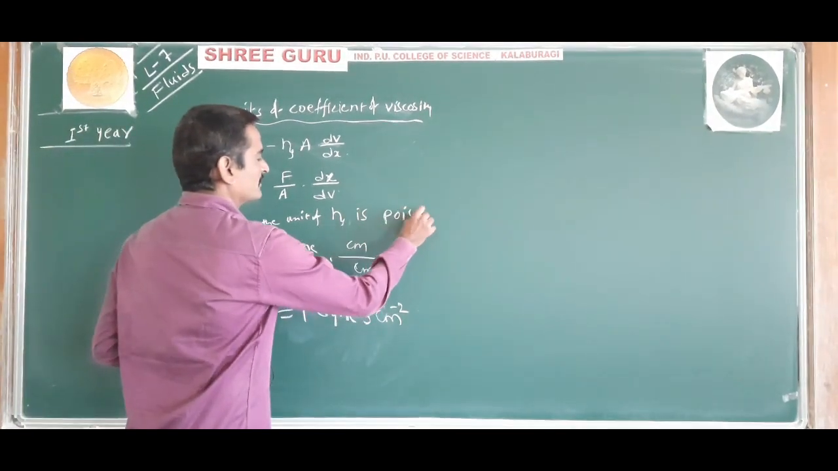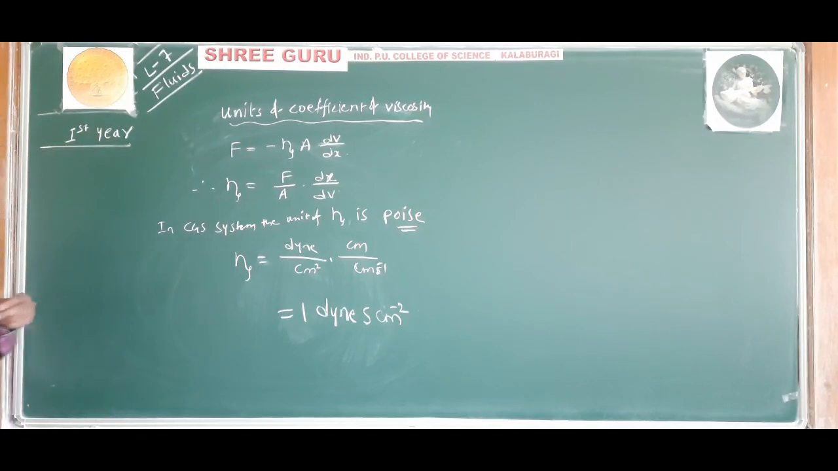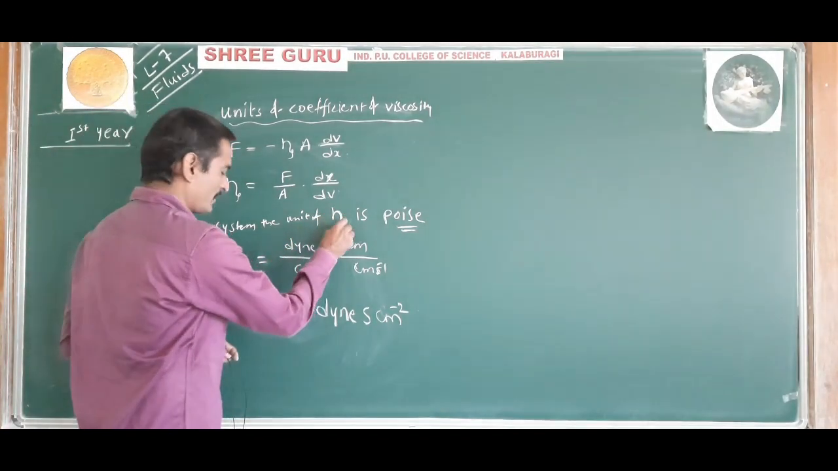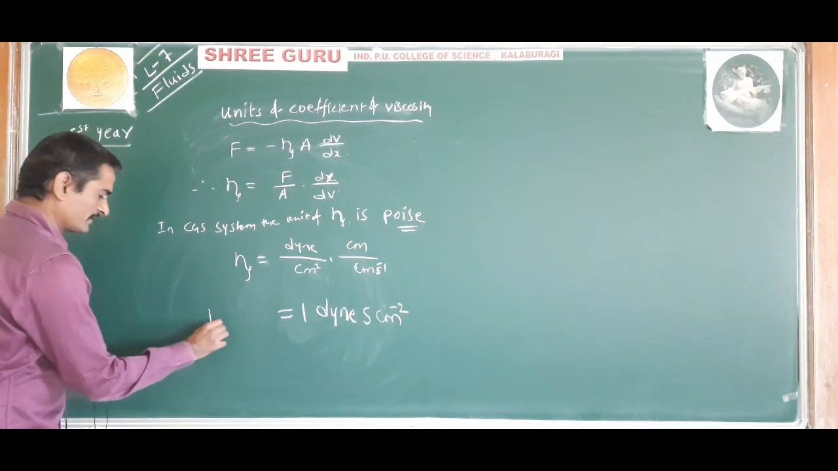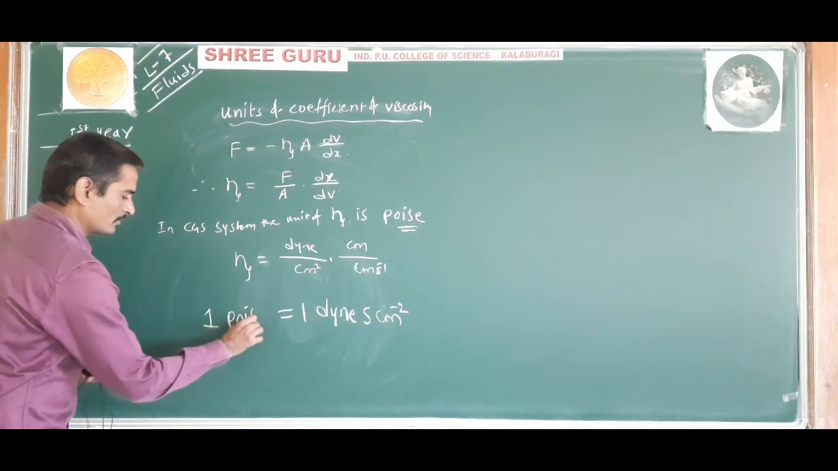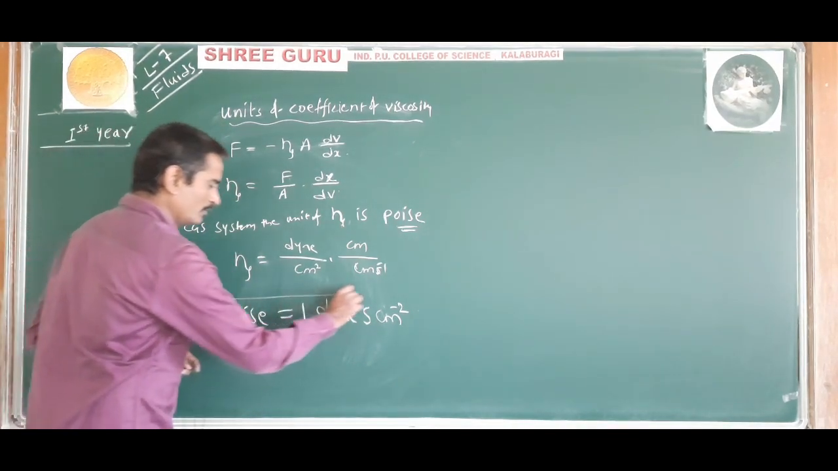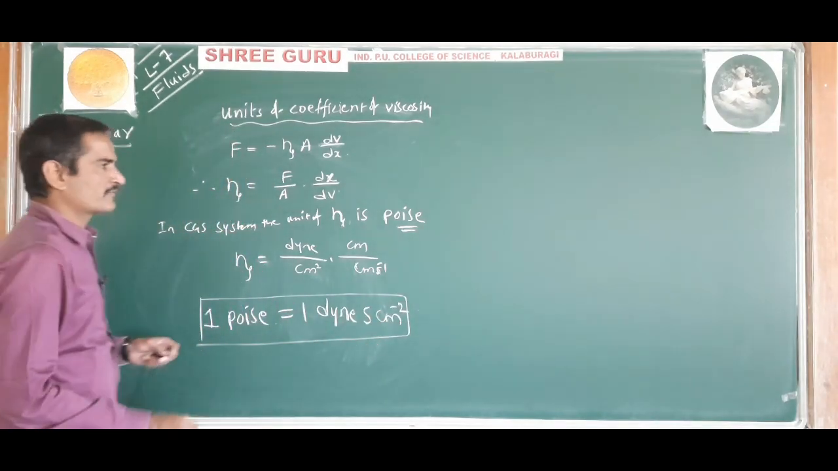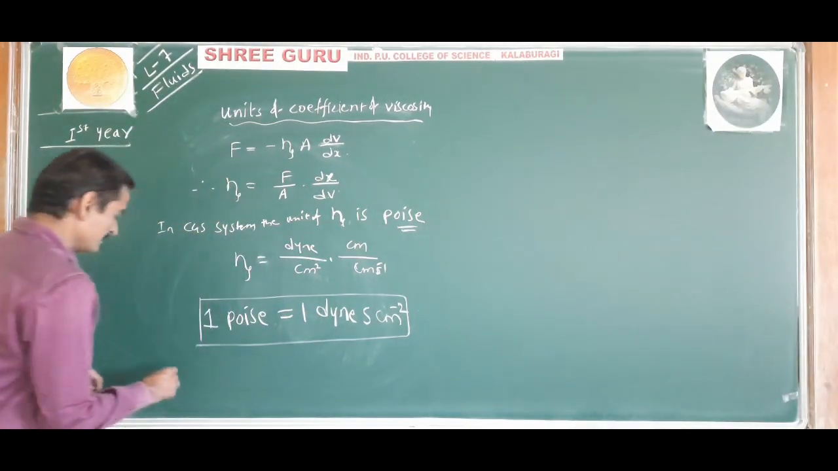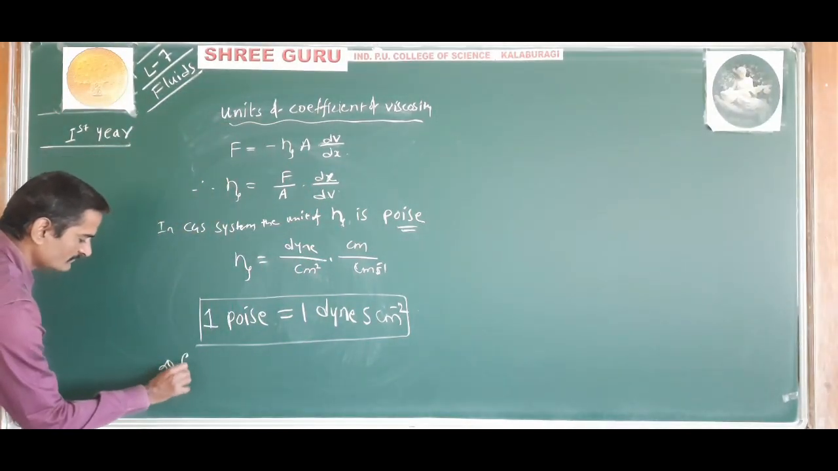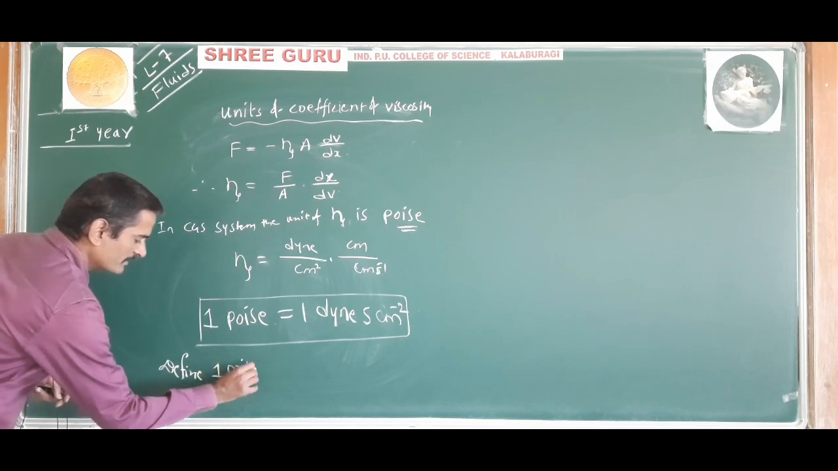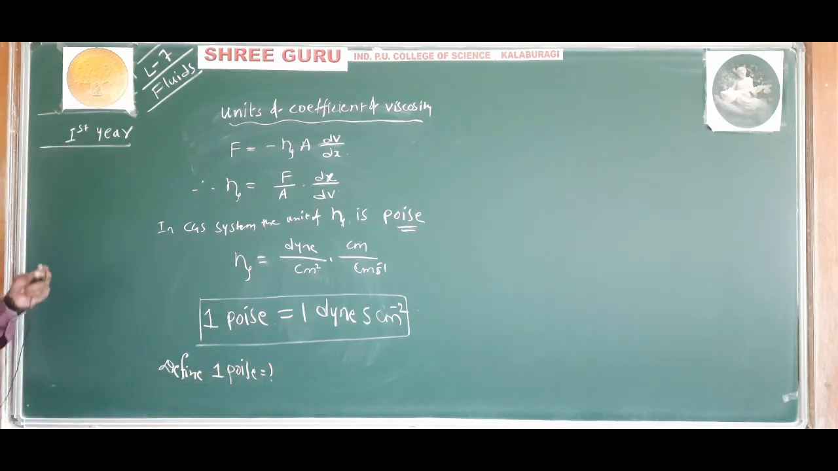In the CGS system the unit of coefficient of viscosity is poise. That is, 1 poise is equal to 1 dyne second per centimeter square. Now define 1 poise, or unit poise.